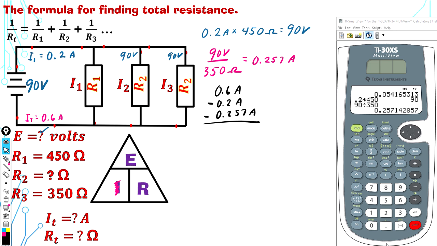All right, so I'm going to use my calculator. 0.6 minus 0.2 minus 0.257. So that leaves me with 0.143 amps. Okay. So 0.143 amps. I've got 90 volts.